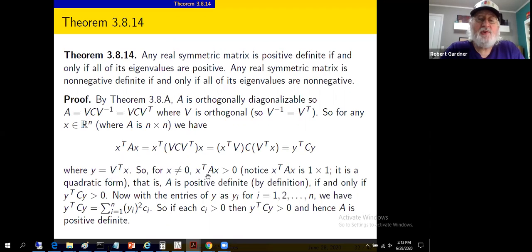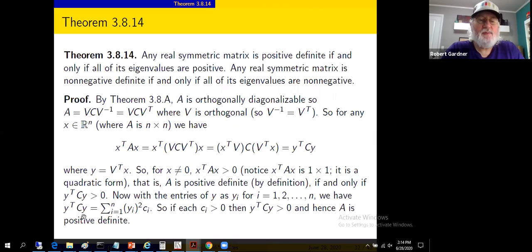So we have x transpose Ax being greater than 0 if and only if y transpose Cy is greater than 0, where y is defined like this. That is the condition of positive definiteness. That is, A is positive definite if and only if y transpose Cy is greater than 0 for non-zero y. All right. Denote the entries of vector y as y sub i.